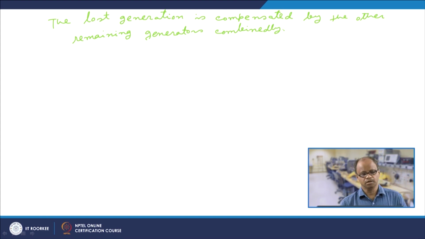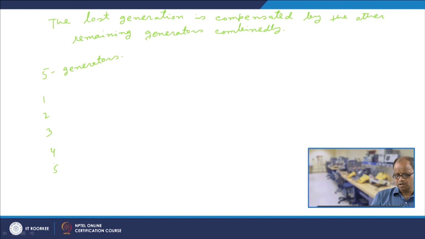So, what does it mean? Suppose for example, in my system, let us say there are 5 generators, 1, 2, 3, 4, 5, and this generator is gone, and let us say this generator has been supplying 100 megawatt earlier. Then this 100 megawatt loss generation would now have to be compensated by all these 4 remaining generators. Now, the question is how this 100 megawatt would be distributed among these 4 remaining generators.